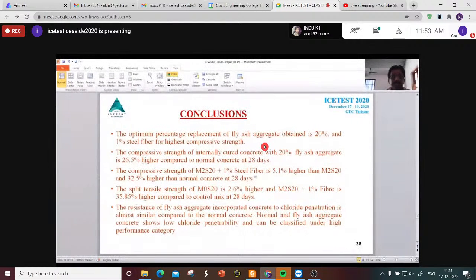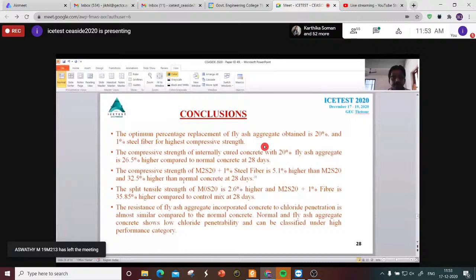The increment in compressive strength is 26.5% compared to normal concrete when 20% Sindag was added. Then 1% fiber reinforced Sindag concrete had a compressive strength 5.1% higher than 20% Sindag concrete, and it is 32.5% higher than the normal concrete.